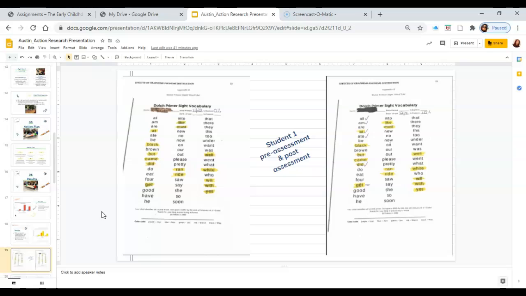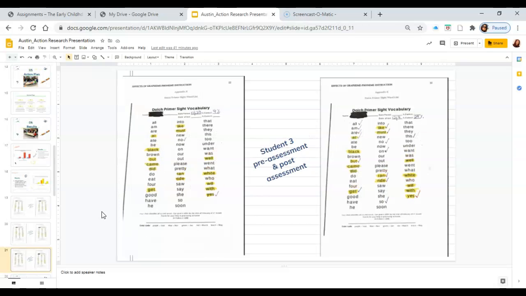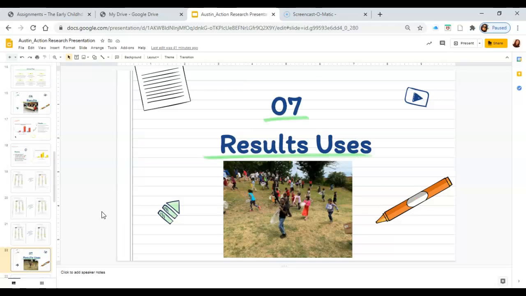All right, and then here are just some pictures of their pre and post assessments. Here's student 1, student 2, and student 3's pre-assessment and post-assessment.